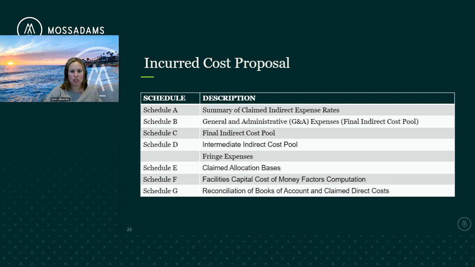Also, what will get pulled in here is bid and proposal costs, internal research and development costs, and then any other intermediate allocations will automatically get pulled in here. So you'll see a line for fringe, facilities, things like that.